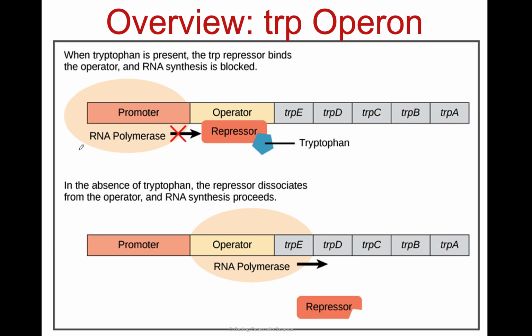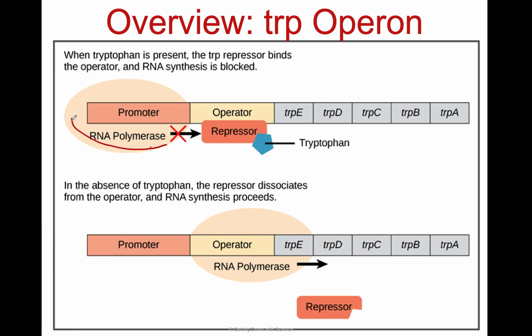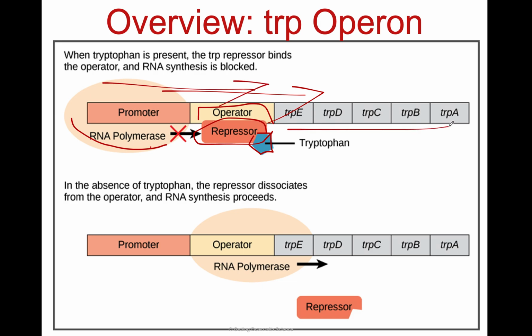But here's kind of what it looks like. So these are genes, okay? trpE, trpD, trpC, those are just gene sequences. You have your RNA polymerase here that's going to try to go this way. When there's too much tryptophan, the tryptophan will bind to the repressor. The repressor gets stuck over here on the operator, and RNA polymerase is blocked from transcribing more tryptophan.